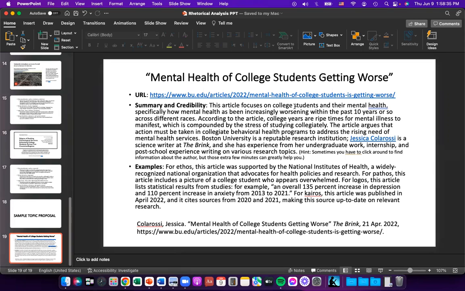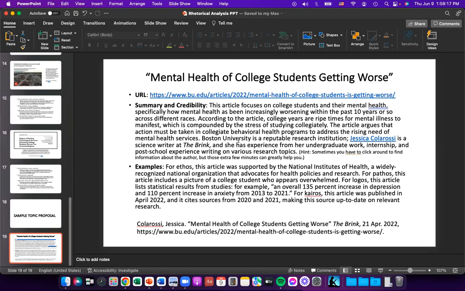So I do need to see your URL. I've had students before who never show me their URL, and I just can't grade the rhetorical analyses very accurately because I've never seen the article before. I summarize in about 3 sentences what this article is about. It's focusing on college students and their mental health, especially in the past 10 years. These are the times when mental illness starts manifesting. And then the article ends by saying we need to change our behavioral health programs to address this rising need.